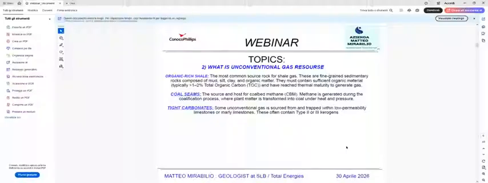So we can see this, for example, and also in some contexts of metamorphic generation. The tight carbonates are some unconventional gases sourced from and trapped within low permeability limestone or marly limestone. These often contain types 2 and 3 of kerogens. And for organic shales, we have a much different case. They must contain sufficient organic material, typically with TOC measured higher than 1, 2 or 3%, and they have reached thermal maturity to generate gas.